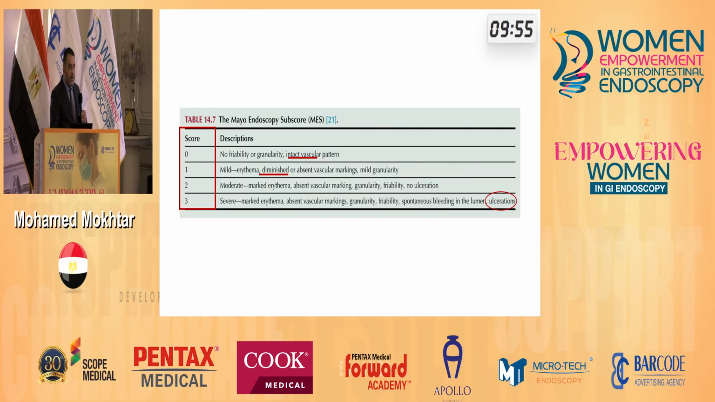Again, if there is an ulcer, you go to Mayo endoscopic 3. No ulcer, it's 0, 1, or 2. Marked erythema is 2. Mild erythema is 1. No lesions is 0.